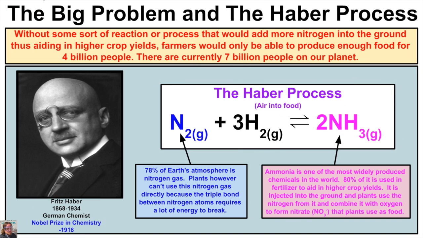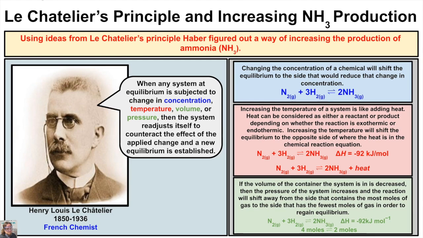for the people on this planet. So right around the same time as Fritz Haber, there was this gentleman right here, Henry Louis Le Chatelier. Le Chatelier is a French chemist who lived between 1850 and 1936. And Le Chatelier's principle basically states this: when any system at equilibrium is subjected to a change in concentration, temperature, volume, or pressure, then the system readjusts itself to counteract the effect of the applied change and a new equilibrium is established.